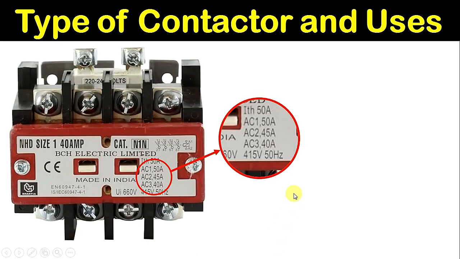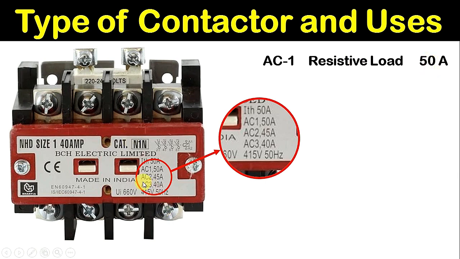Friends, in the starting I showed you a contactor. On this contactor you can see it is written AC1, AC2, AC3. In front of these some current values are written. Now let's understand the meaning of what is written here. Friends, if you want to use this contactor for turning on and off any resistive load, that is, AC1 type of load, then in this contactor you can flow current up to 50 ampere only. That is, the current value of the resistive load must be below 50 ampere.